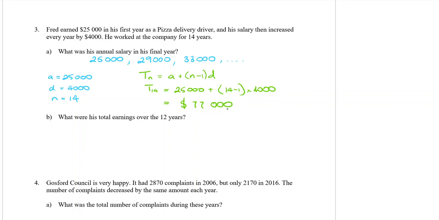Okay, question B. I'm going to change this here to be 14 years because then it kind of matches the one above. What were his total earnings over the 14 years? I could do it with 12, but I want to be able to use the other formula.